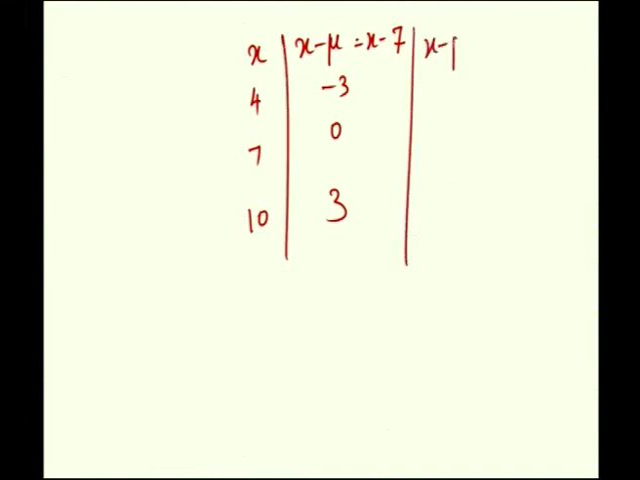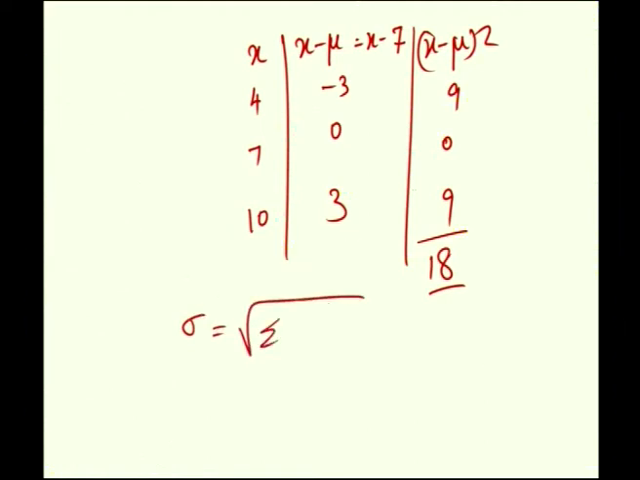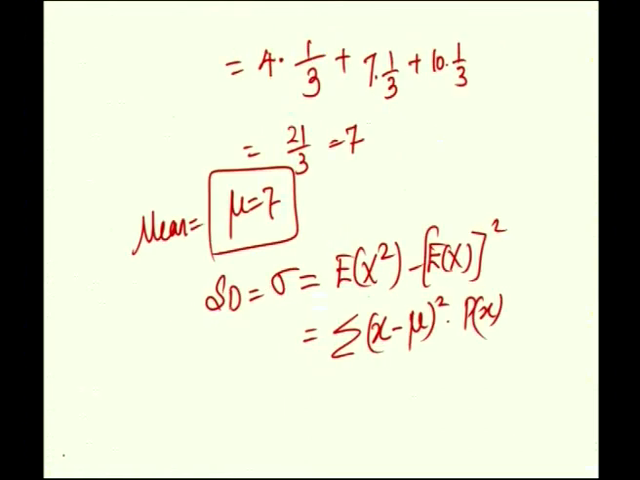Then the x minus mu whole square values will be 9, 0, 9, and this total comes to 18. So, x minus mu whole square into p of x, this is what gives sigma: root of summation x minus mu whole square into p of x. Here, sigma is equal to square root of E of x square minus E of x whole square, and is also the square root of summation x minus mu whole square into p of x. Only the variance is E of x square minus E of x whole square. The standard deviation is the square root of the variance, and therefore you have to put the square root.